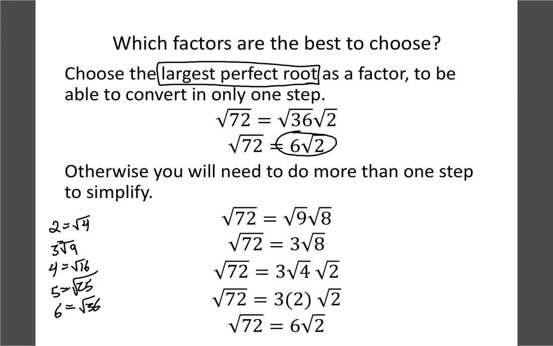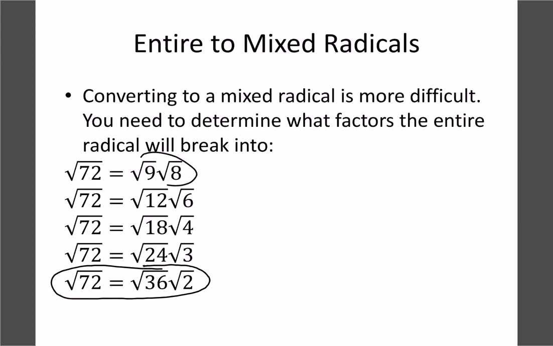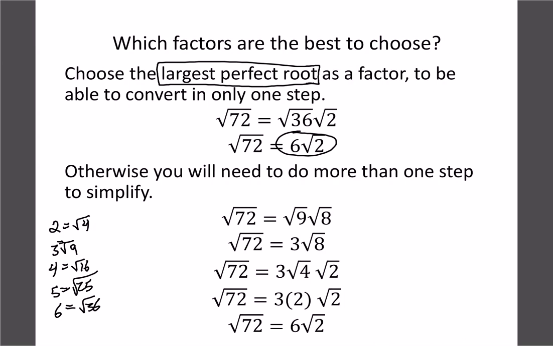If we would have chosen a different one, so let's just pick the top of the list, the 9 and 8 one, it'll still work, it'll just take you quite a bit more work. So root 9, root 8, break the root 9 into 3, so that gives us 3 root 8, but the root 8 can still be broken down, so we can change that into 4 and 2. Root 4 would be just a 2, so we'd have 3 times 2, which gives you 6, and you get 6 root 2.